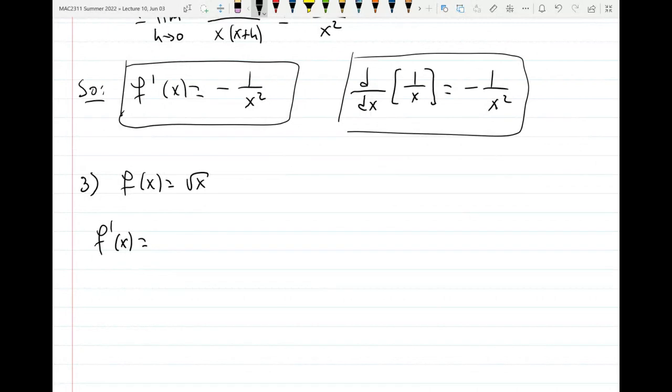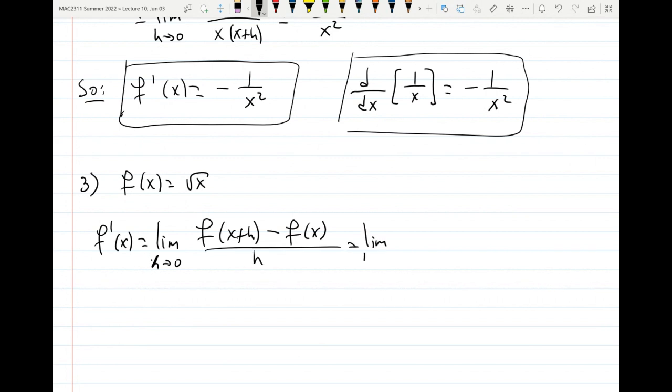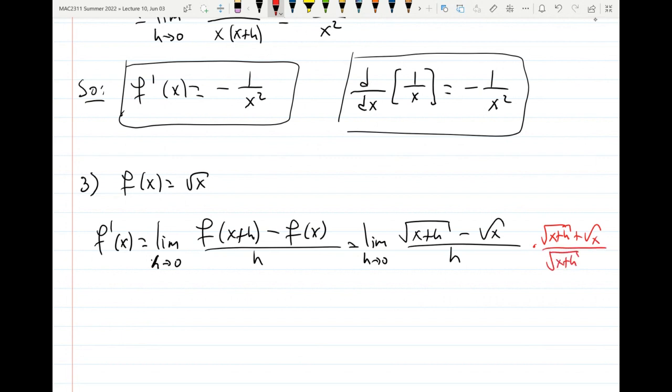So let's see it. So f prime is the limit as h approaches 0, f of x plus h minus f of x over h. That's limit as h approaches 0 of the square root of x plus h minus square root of x over h. Again, 0 over 0. And the idea here is, as you know, multiply top and bottom by the conjugate, which in this case is the square root of x plus h plus square root of x.